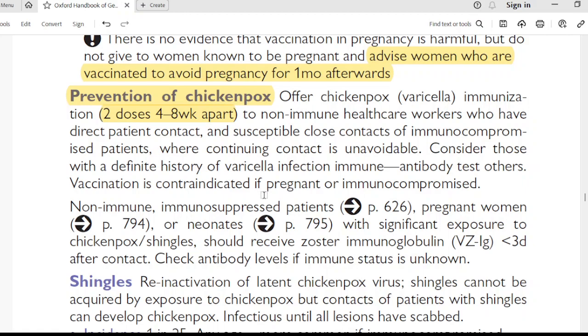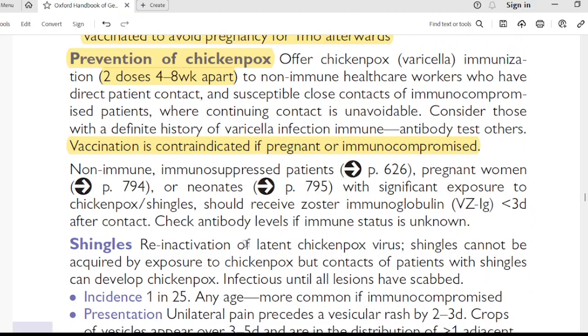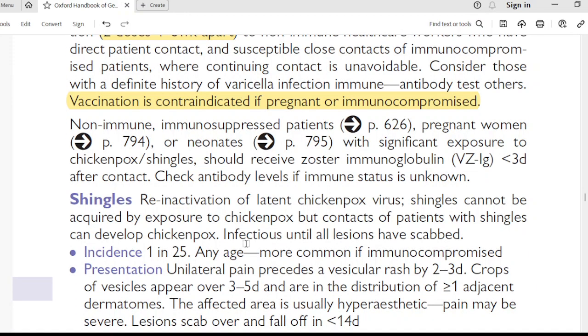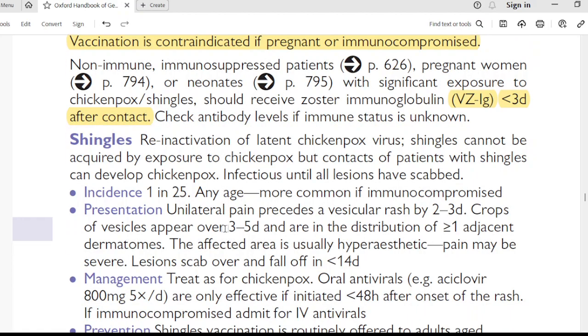Vaccination is contraindicated if pregnant or immunocompromised. So, we are not giving vaccination in pregnancy or immunocompromised patients. Non-immune or immunosuppressed patients, pregnant women or neonates with significant exposure to chickenpox or shingles should receive immunoglobulin VZIG less than 3 days after contact. Check antibody levels if immune status is unknown.